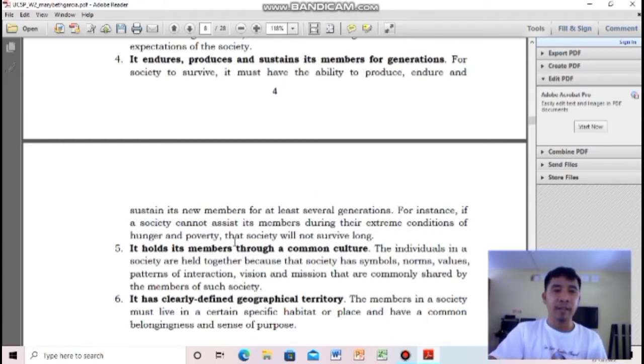Number 5, it holds its members through a common culture. The individuals in a society are held together because that society has symbols, norms, values, patterns of interaction, vision, and mission that are commonly shared by the members of such society.